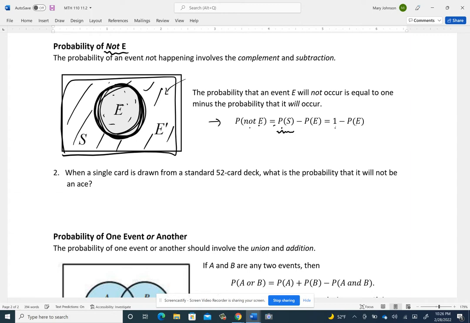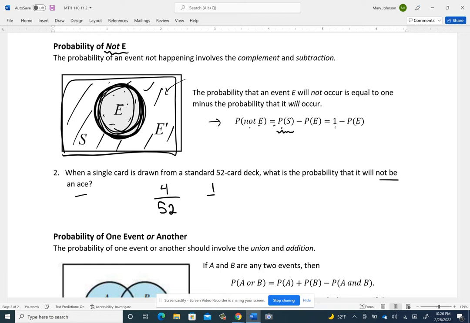So it's just basically 1 minus the probability that event E happened. Okay, so let's look at an example. It always makes more sense once you see an example. When a single card is drawn from a standard 52 card deck, what is the probability that it will not be an ace? So what we can think is, well, there are 4 aces in that standard deck, okay?